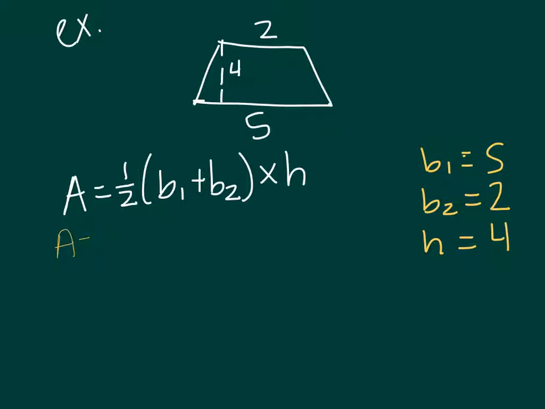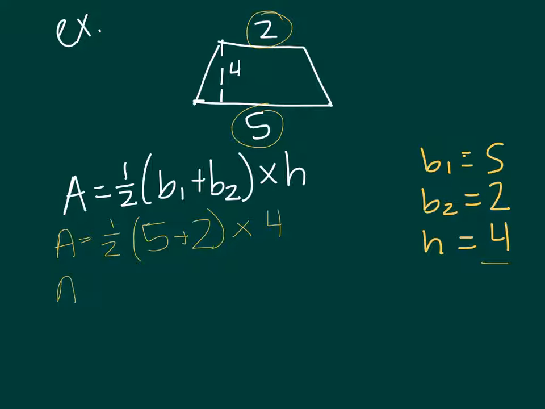Area equals 1/2 times base 1, which is 5, plus base 2, which is 2, close the parentheses, times h. What is our height? H equals 4. Remember, I always do the first thing in parentheses first. Oops, sorry, I put an h there. That's supposed to be a 4, times 4. I always do my parentheses first.